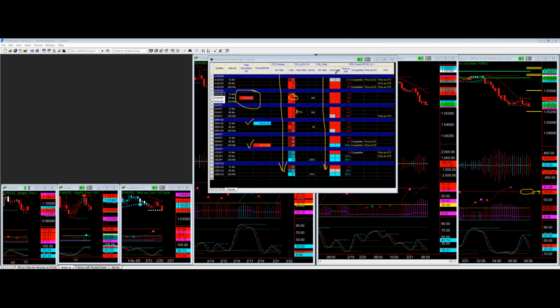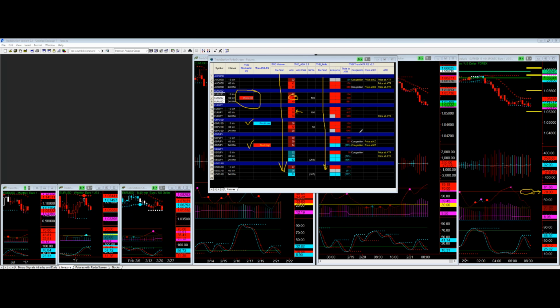I can also measure the trend according to the previous bar and the current bar. How many ticks away from the ATR is price at the current moment? All of my entries are at an ATR. Very important information for me.